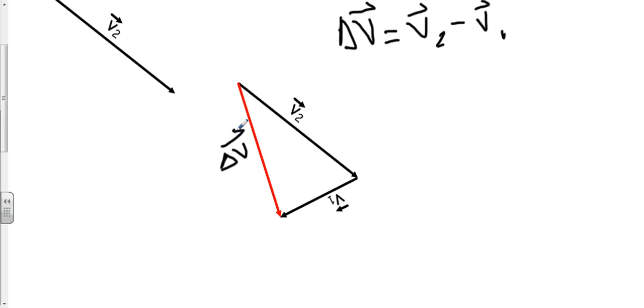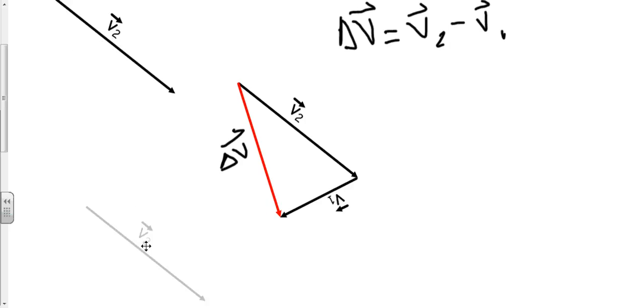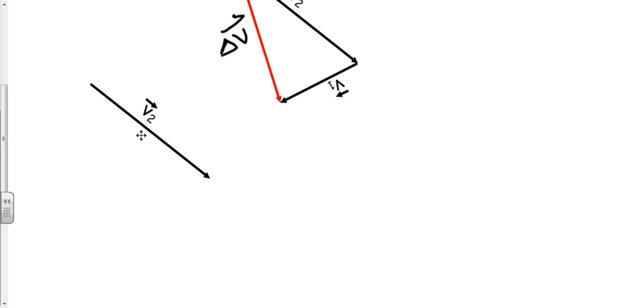Now, that's all fine and dandy to be able to just sketch that out. But what do we do to find this? Because none of these is along a cardinal direction. What we need to do first is to break these into components. So I'm going to start with V2 and I'm going to break it into components. And you'll see what I'm talking about. So here's V2. Let's look at the components of V2.